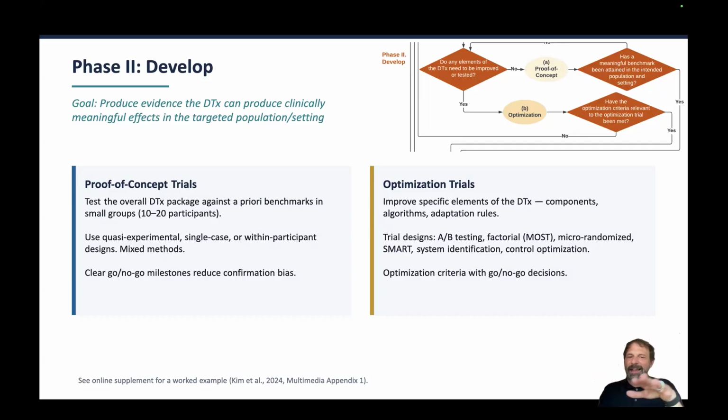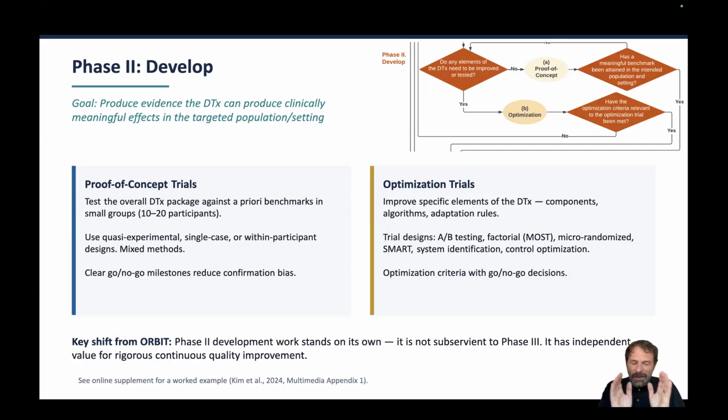And each one of these has that kind of logic, right? But now you're improving the elements, right? And so a key shift here is that we are very much defining phase one and two as not subservient to phase three. We actually see this as a rigorous form of quality improvement to just go back and forth between phase one and phase two.